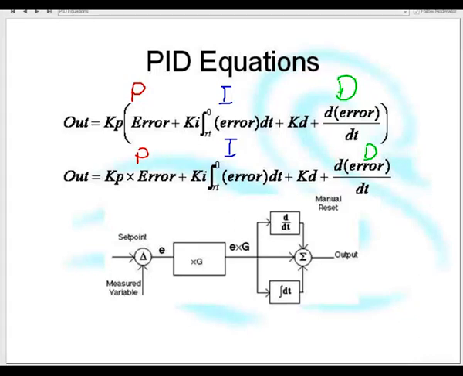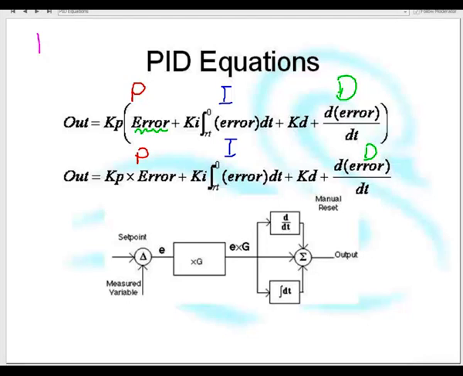Now, one thing has changed. These equations rely on the fact that the error thing here is what's called a continuous function. So in other words, we're continuously looking at the process variable. We're always looking at the process variable. We're not sampling the process variable. We are continuously looking at the process variable.